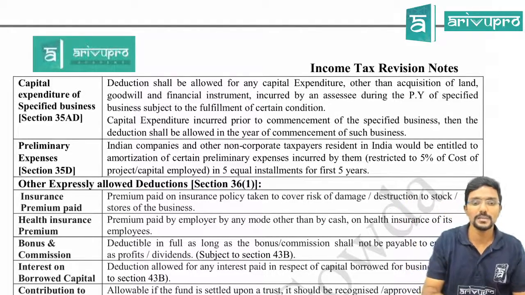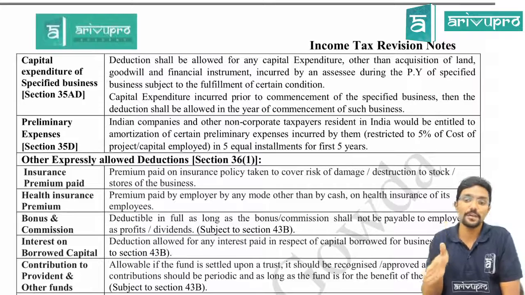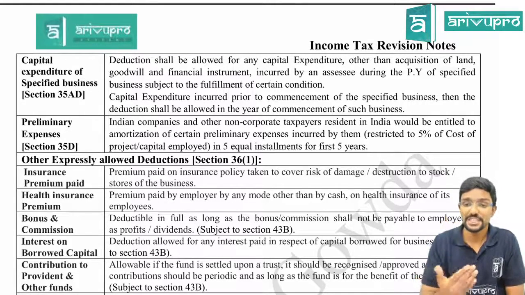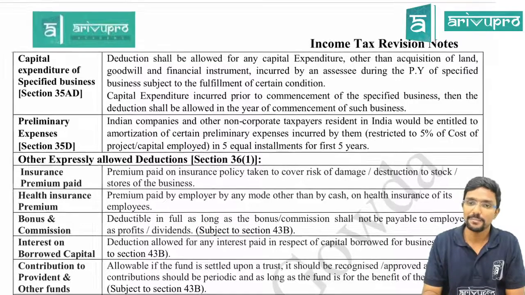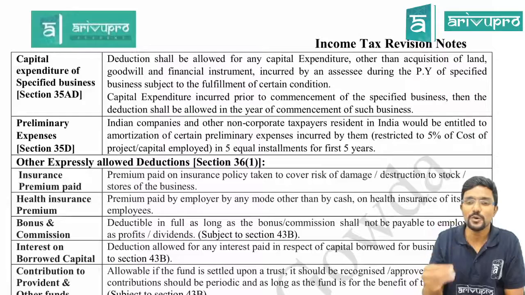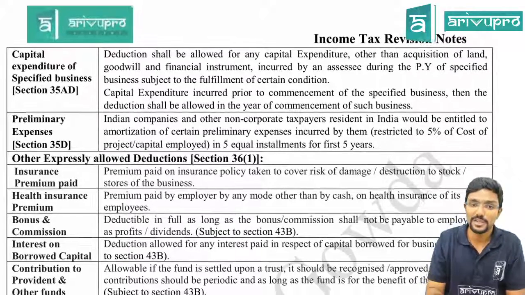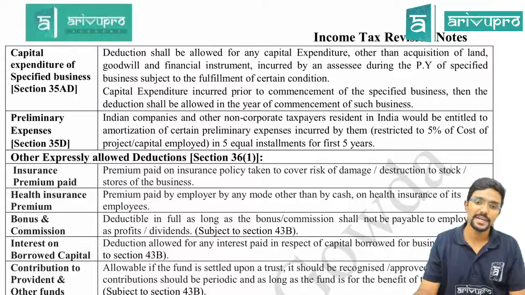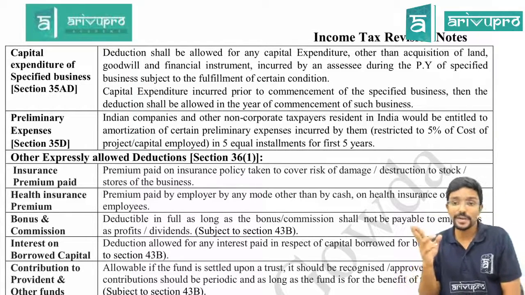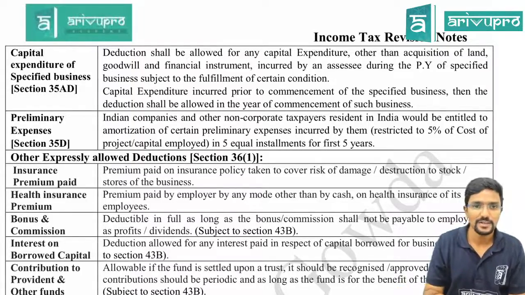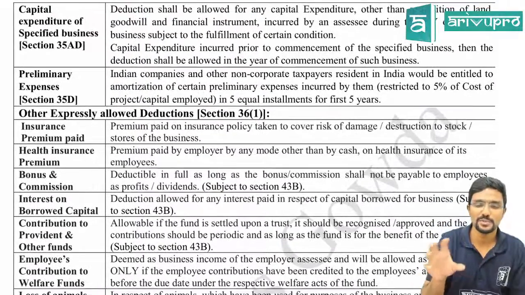Agree? Next, preliminary expenses, the expenses which are incurred before the commencement of business or for the purpose of extension or expansion. It can be claimed in 5 equal installments, guys, but it is restricted to 5% of cost of project or capital employed. Okay, and it is available only for an Indian company and other non-corporate who are resident in India. Clear? This is with respect to some special cases.